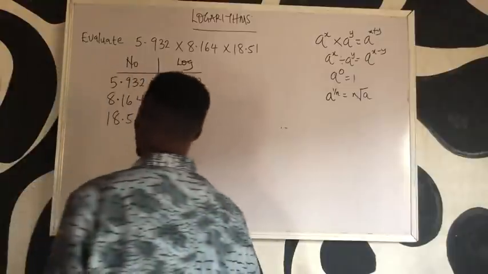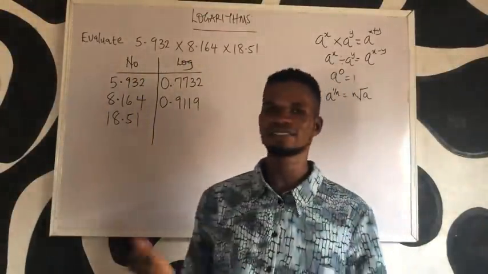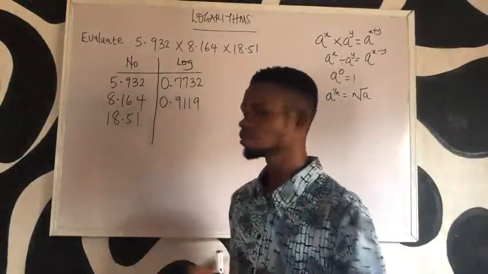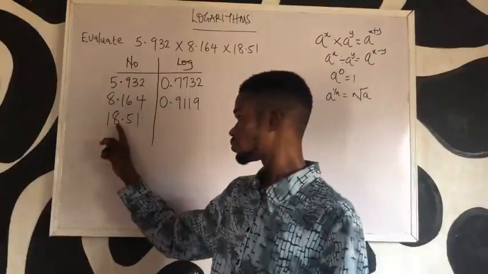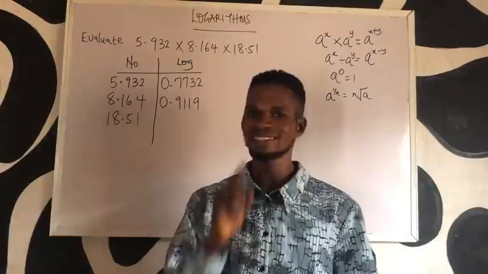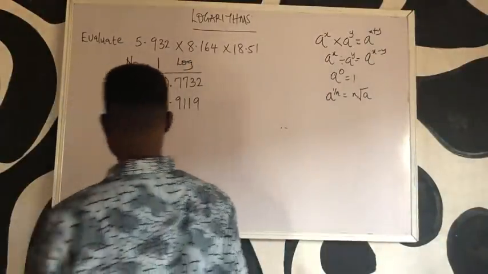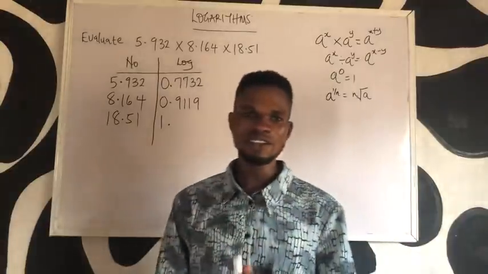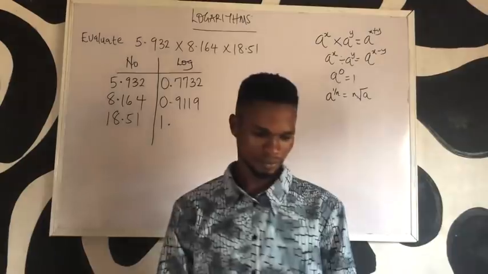18.51. Now, how many digits? How many figures before the decimal point? Two before the decimal point. Then 2 minus 1 is 1, so the characteristic is 1 point. Now, look up the logarithm of 18 under 5, difference 1.